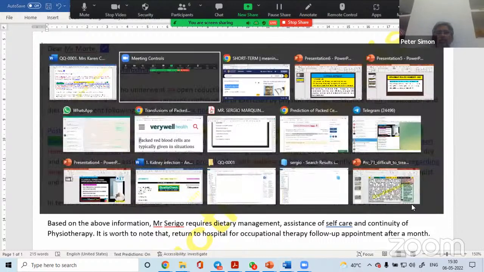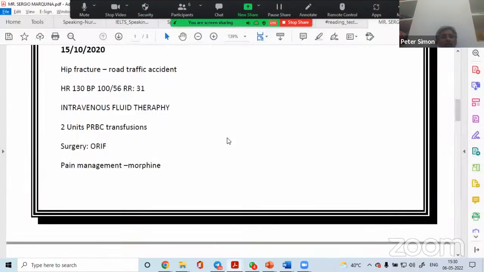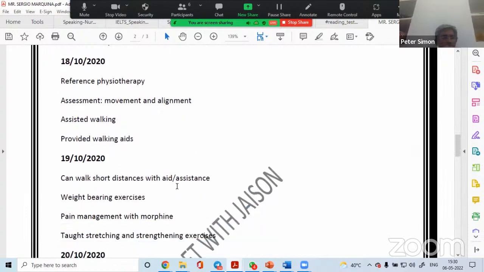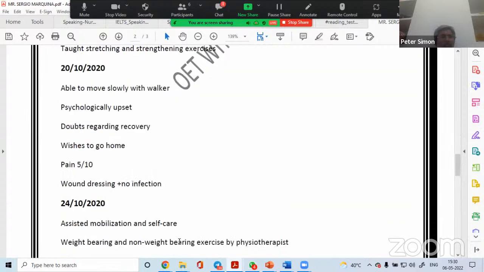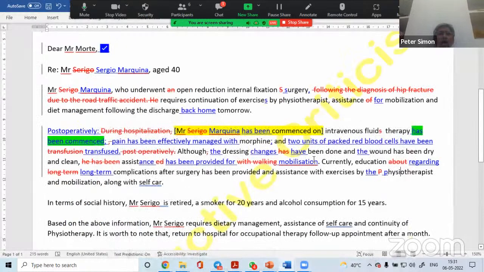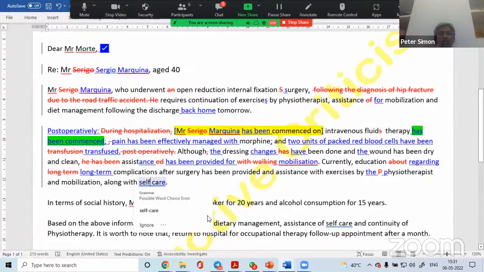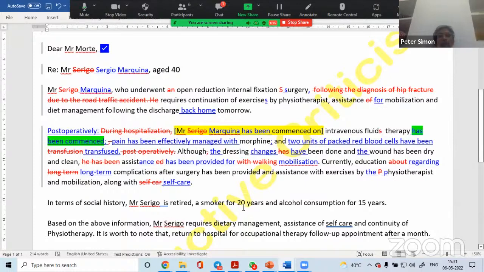Okay, self-care. Where is self-care? My goodness. You wrote car? Self-care, hyphenated. See? Even the case notes are telling like that. It's a self-care.